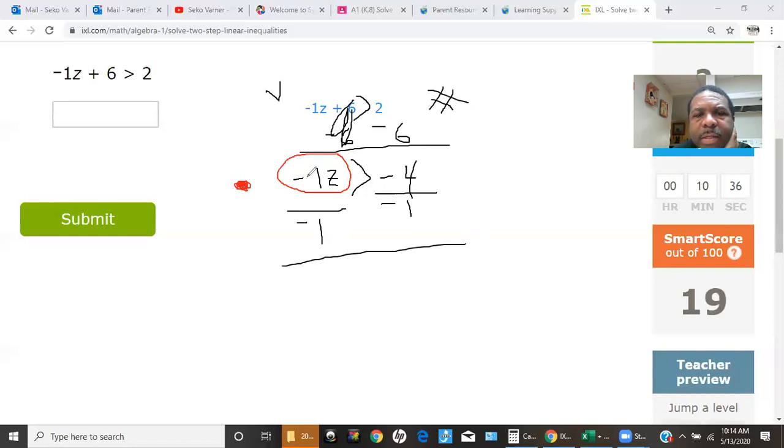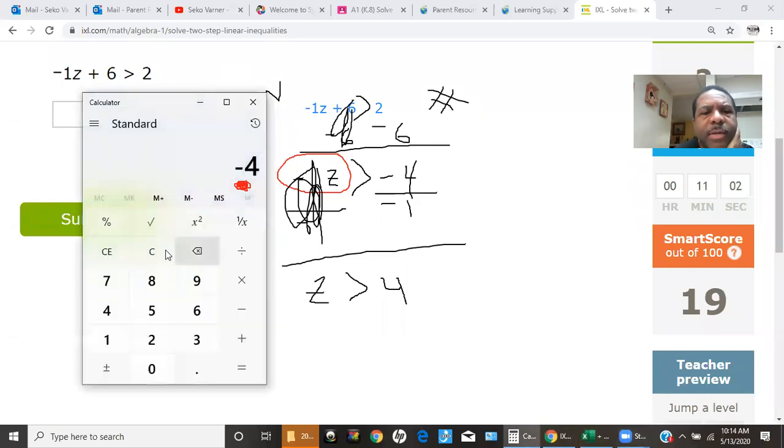Okay, so -1 divided by -1 is going to cancel out. That's going to leave us with z. And then -4 divided by -1 is going to give us 4. Now, just to be sure, because I know they're looking at two negatives, right? All right, so let's do this. -4 divided by -1 is 4.